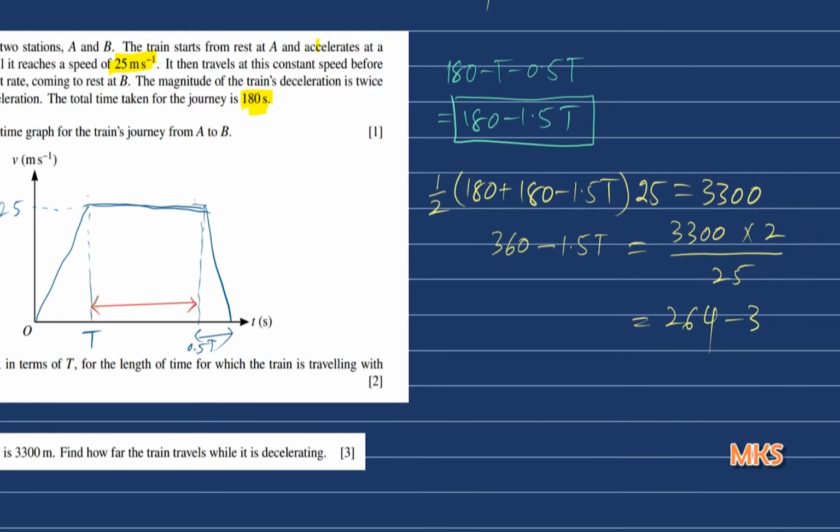264 minus 360 is equal to minus 1.5 t. So 264 minus 360 will give us negative 96, and t will be this divided by minus 1.5, and that will give us 64.